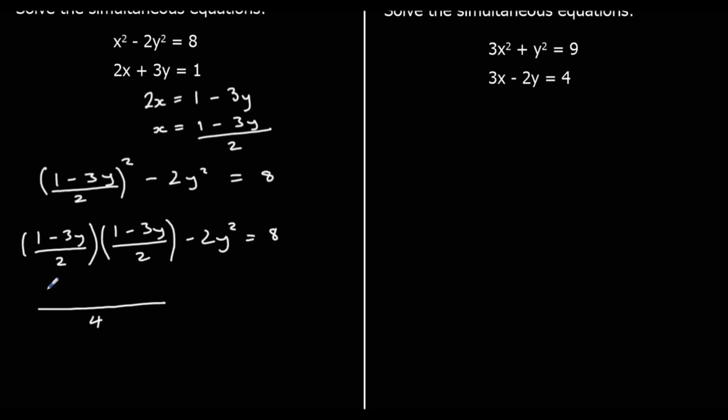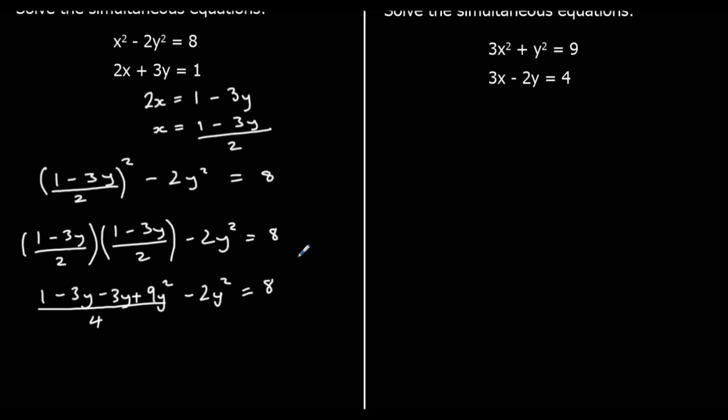So 1 times 1 is 1. 1 times negative 3y is minus 3y. And minus 3y times 1 is minus 3y. And a negative times a negative is a positive. And 3y times 3y is 9y squared.